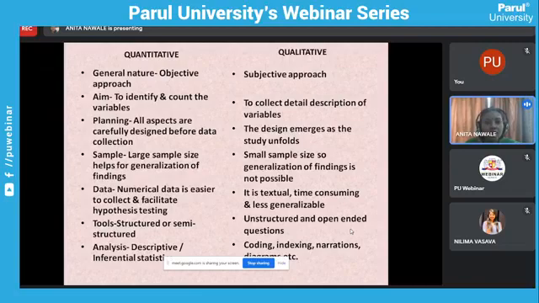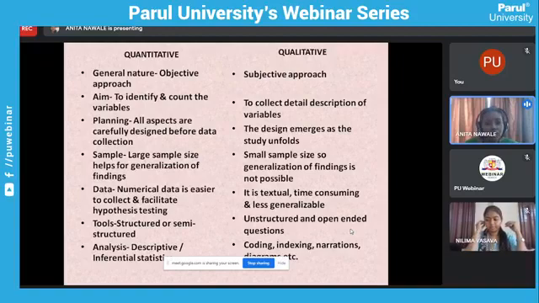Whereas in qualitative, the aim is to collect a detailed description of the variable. For example, if we are talking about depression, in a quantitative design we count how many patients are having depression. Whereas in qualitative, we need a detailed description of depression: what it means to the first person, second person, third person, whether it is similar or different for them. So that way we need a description.